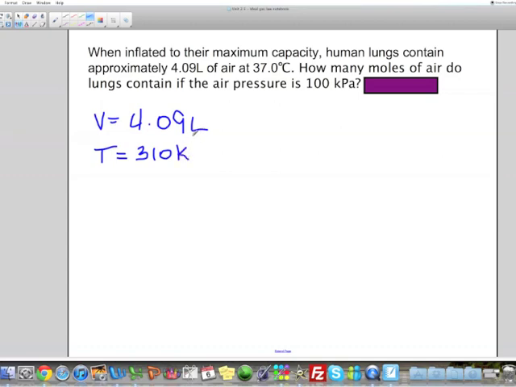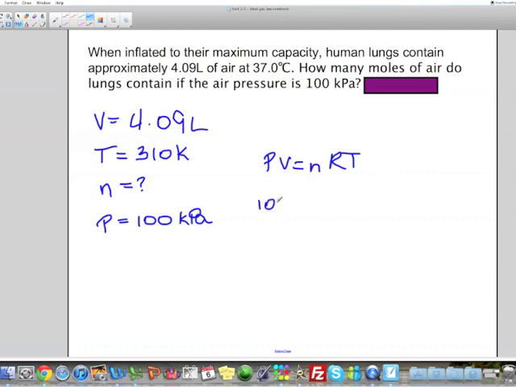If I may point out to you, the volume always has to be in liters because of the value of the constant, which is in liters, amongst other things. How many moles of air, so I'm looking for n, do lungs contain if the air pressure is 100 kilopascal? So pressure, 100 kilopascal. Again, your units of pressure always have to be in kilopascal because that's the way this law is designed. So my law is PV equals nRT.